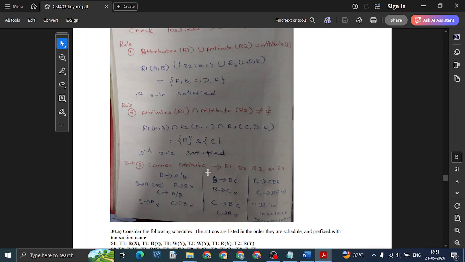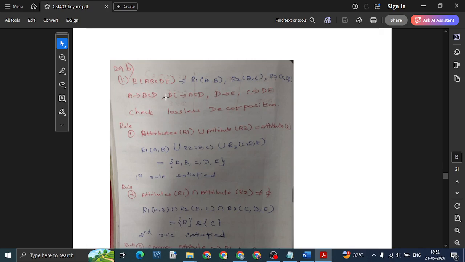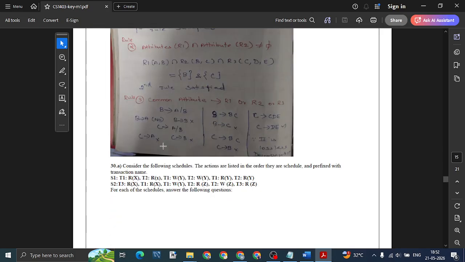Then what's my third rule? The common attribute is either deriving R1 or R2 or R3. What's my common attribute here? Either B or C. Either B can derive the attributes of R1, A or B, or C can derive the remaining relation. So look at this. By means of knowing the value of B, can I derive A? Not at all, right? Because B, C only derive A. So B implies A is not possible. And C implies A is also not possible.